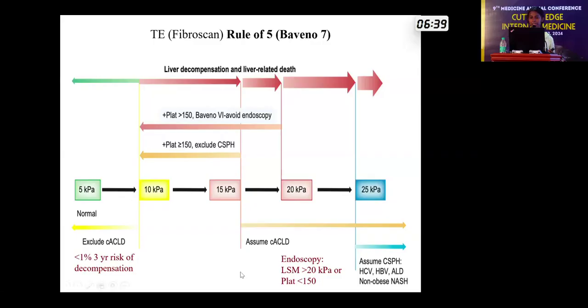So again, if your fibroscan value is less than 15 and the patient has a normal platelet count, you can be sure that this patient's liver is not too bad. You don't have to worry. This excludes CSPH.